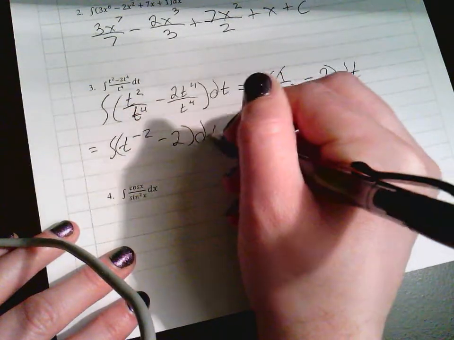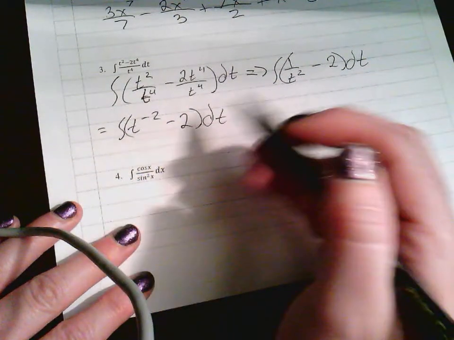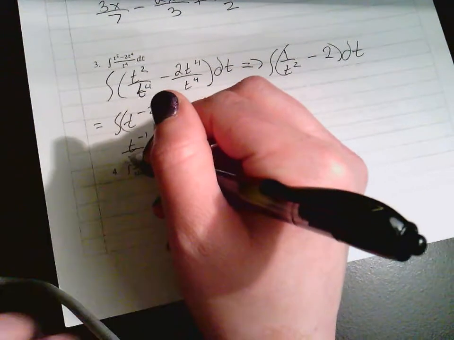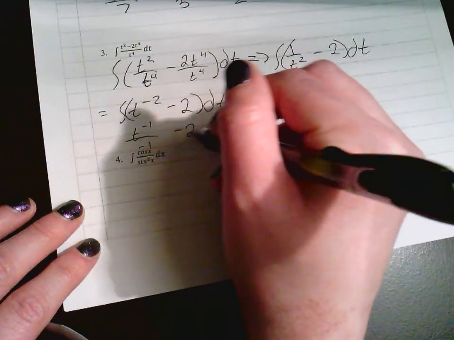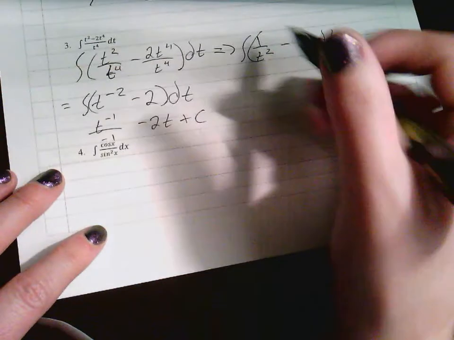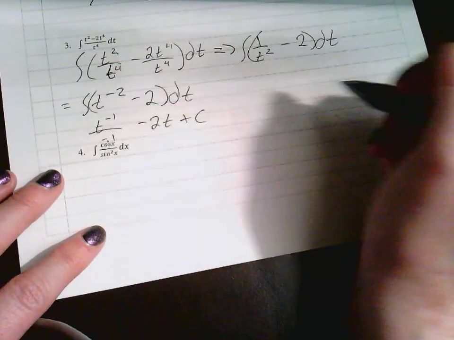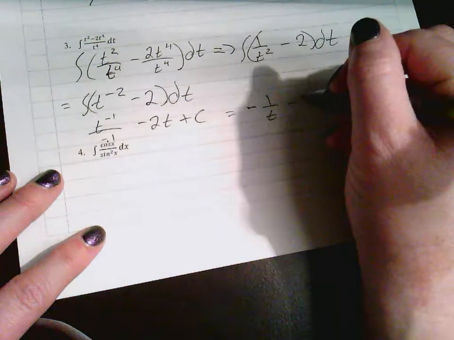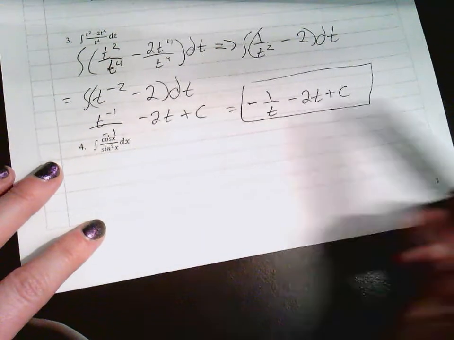dt. And that's going to be t to the negative 2 plus 1, which is t to the negative 1 over negative 2 plus 1, which is negative 1, minus 2t, plus c. So your answer is going to be, bring that negative up here, negative 1 over t minus 2t plus c. Okay, this one.